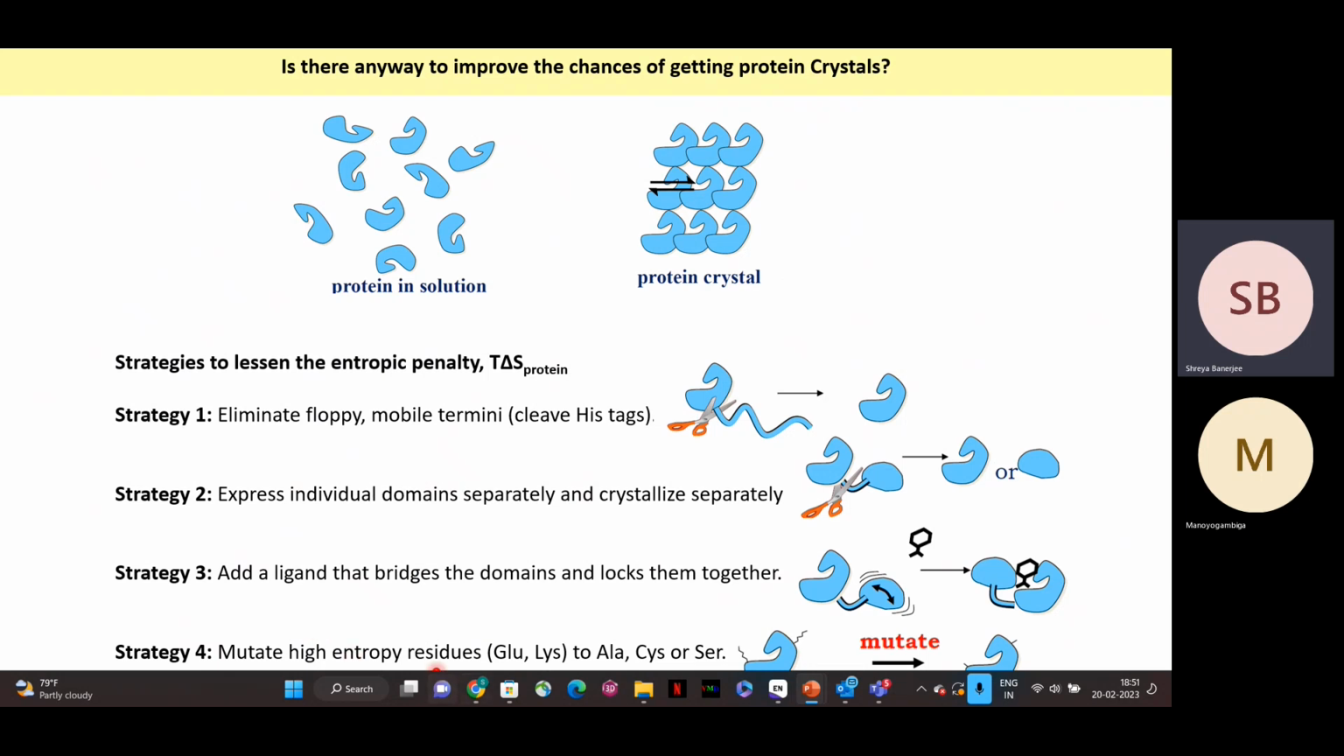And the fourth strategy is that there are several high entropy residues like glutamic acid or lysine. Basically, any amino acid which has a long side chain has high entropy because the long side chain can move in many different directions. So if you mutate those high entropy amino acids to shorter amino acids like alanine, cysteine, or serine, the initial entropy will be lesser. And so on crystallization, the entropy loss will also be lesser. And this will push the equilibrium towards formation of the crystal.